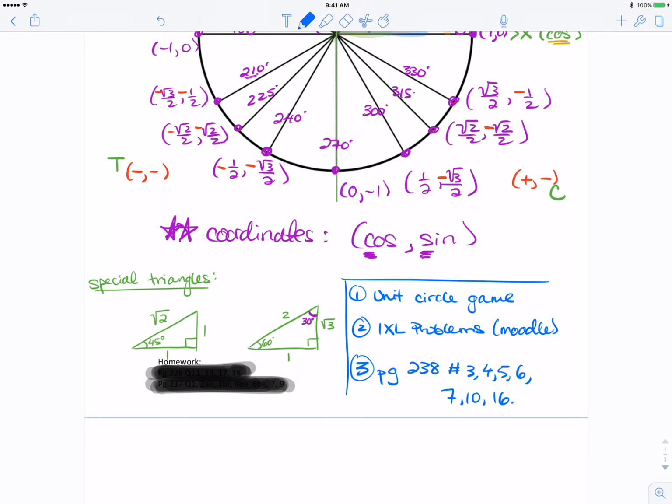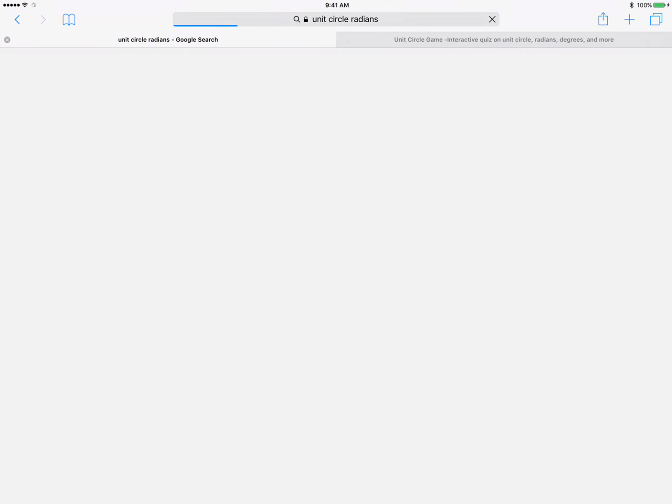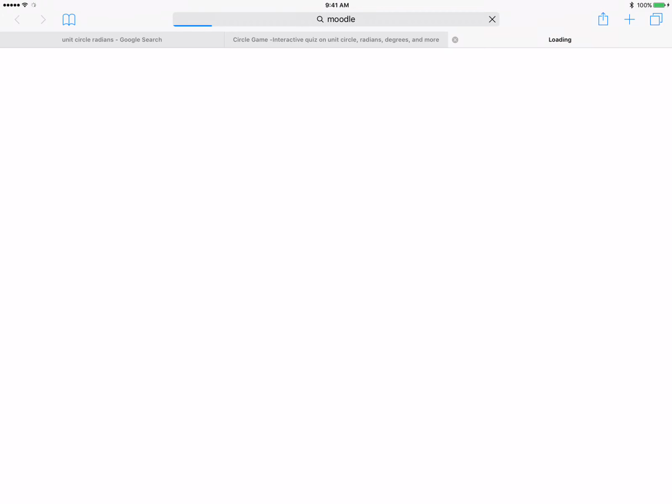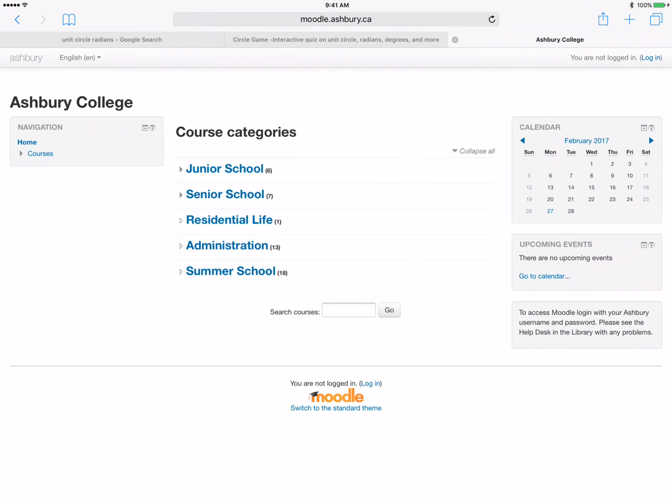There's a few problems on this, but it's really good work, and a lot of it is what is the sine of 180 or what is the cosine of 240. So a lot of it is more straightforward. But in terms of our circle game, this is what we're going to focus on. Ready? So we're going to go to our Moodle page. Moodle. And hopefully that comes up for me. Moodle.ashbury, great. Sign in.